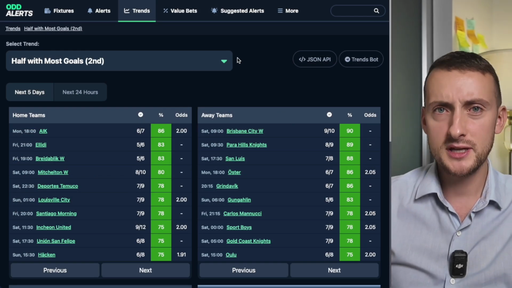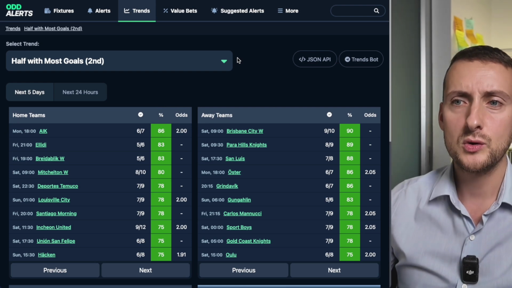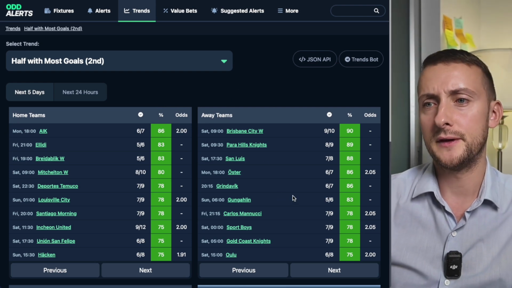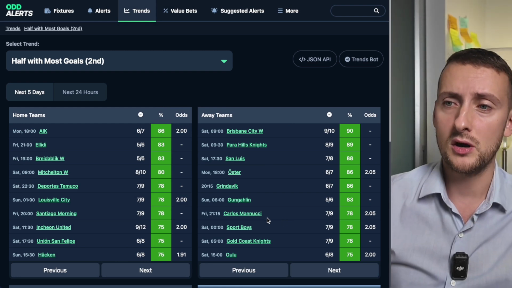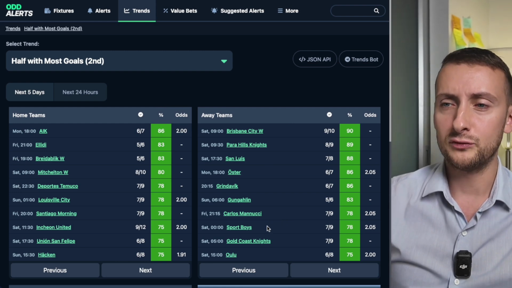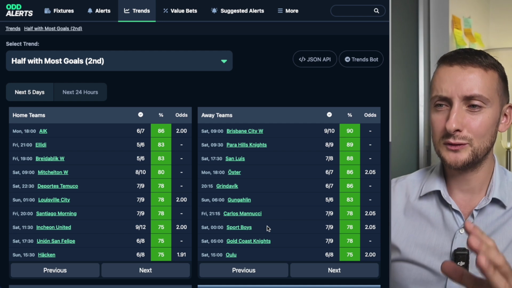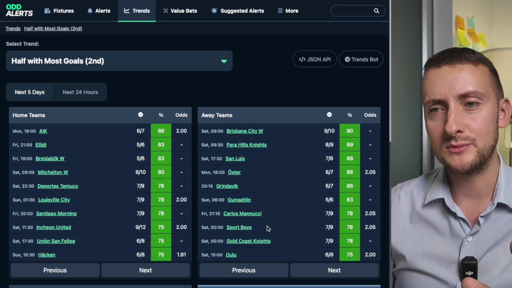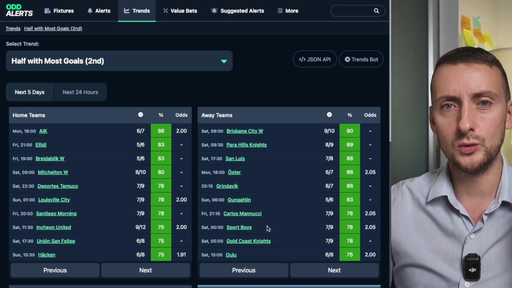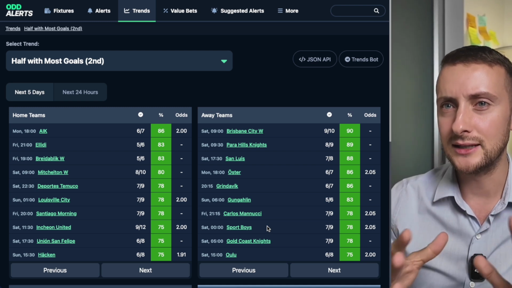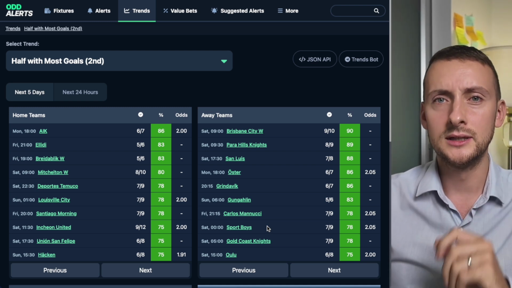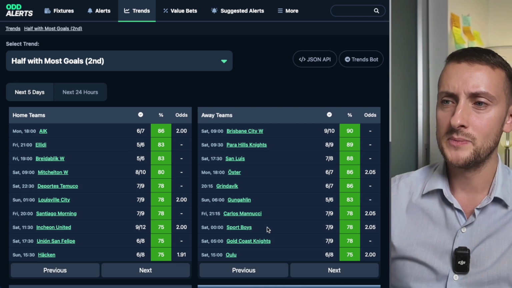So from Peru to Peru, but we are switching up the market. Let's jump to the trends page for this one. Half with most goals, second half, and this game stood out to me. There's a couple of games actually that I would like to show you from this market. It's a personal favourite of mine because you can explore the games through the lens of most goals in the second half, but it can lead to other interesting options and bets quite quickly, as I'll explain in a little bit more detail in a moment.